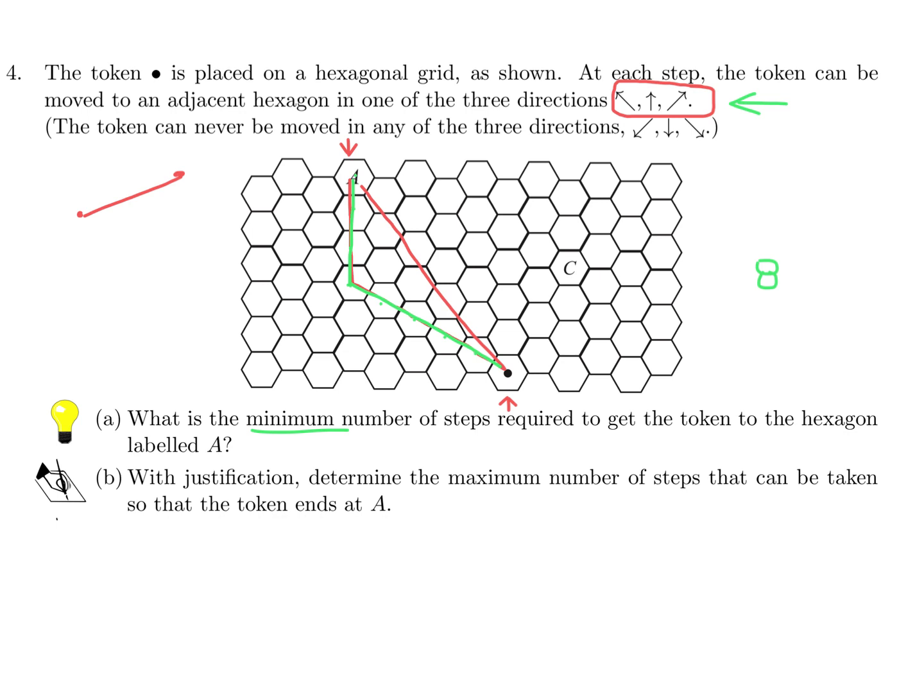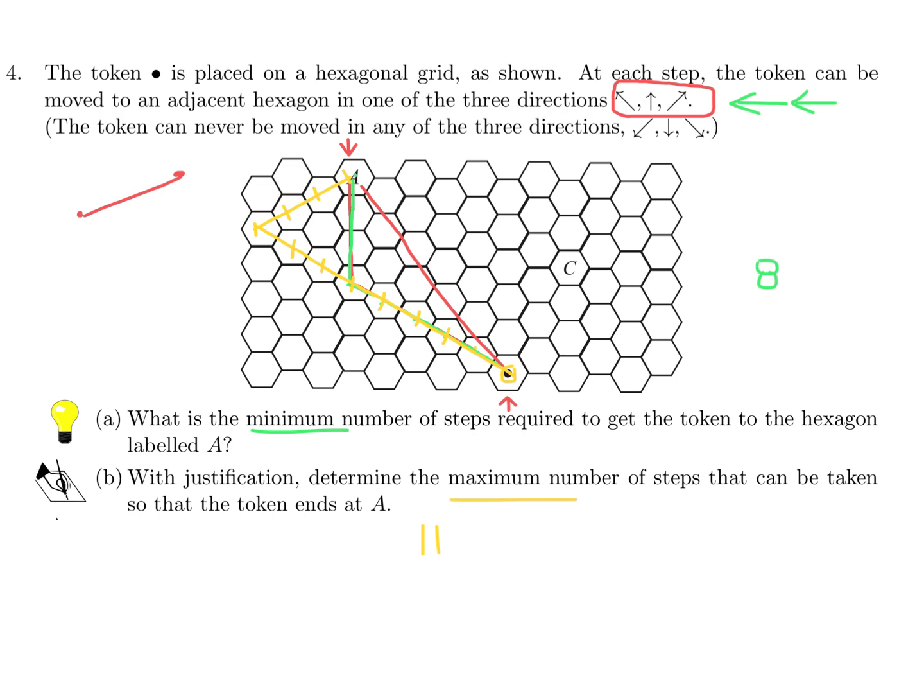With justification, determine the maximum number of steps that can be taken to end in A. So now they want the max. So they want you, again keeping consistent with those moves, to see how you can get to A with the maximum. Now what you do is you kind of stretch it out a little bit. You start here, and then you go all the way up here, and then you can go to there, and that would be 1, 2, 3, 4, 5, 6, 7, 8, 9, 10, 11, and that 11 is the maximum. And you can experiment with other ways to see if you can get more than 11, but you won't be able to.